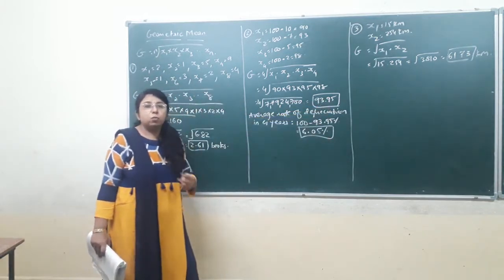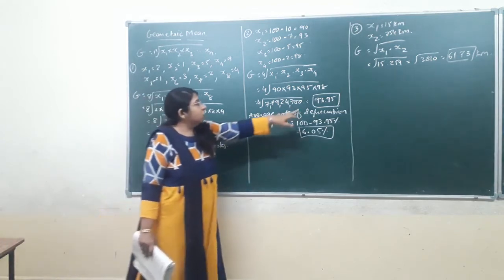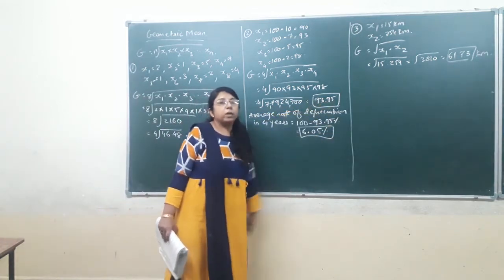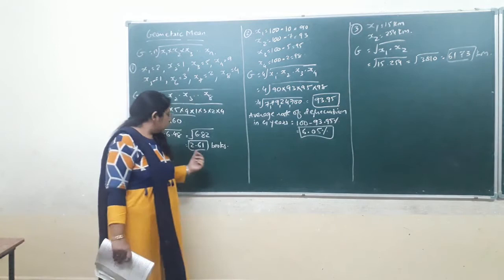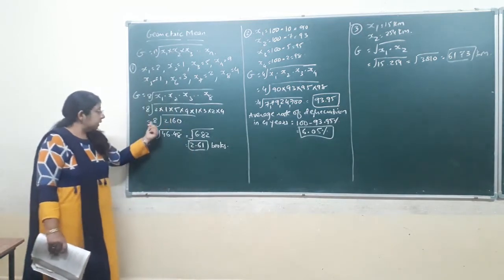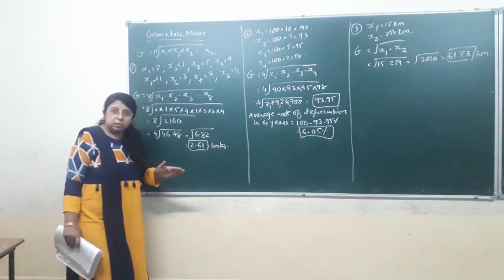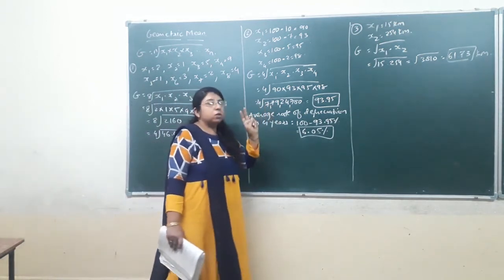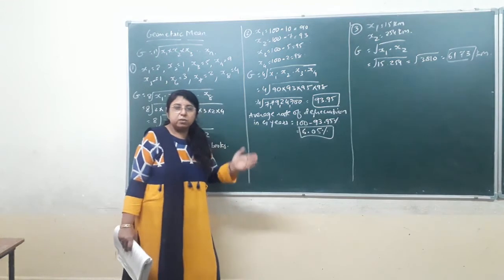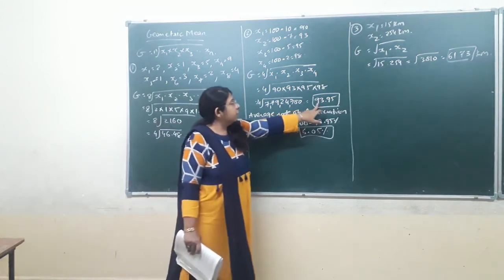By finding the square root twice of that number, you will get the answer, that is 93.95. So here, in the first sum, it was 8 outside. It means 8th root, so we found the square root thrice of whatever answer came. Over here we have found the square root twice of whatever the answer is, and finally we have got the answer.